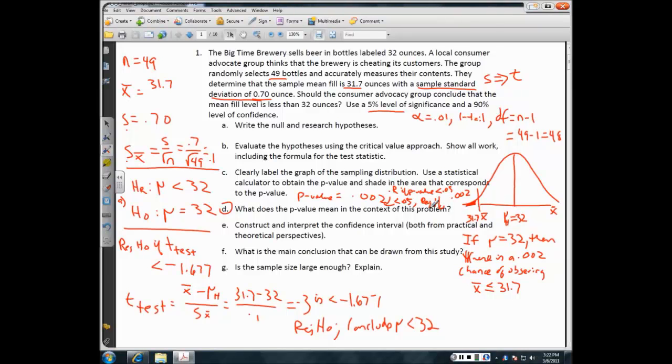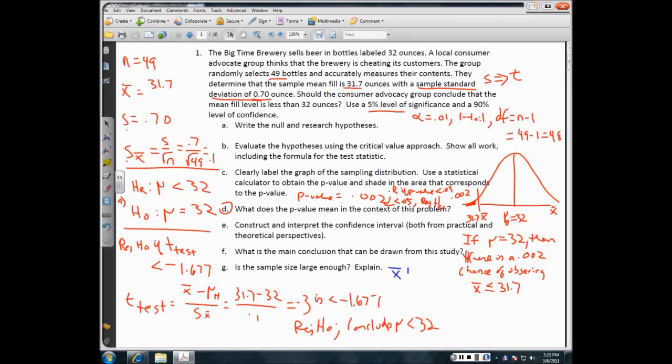Okay, on part E, we're going to do the confidence interval. You know, if you sample repeatedly, what proportion of the intervals would include the real population mean. If we kept sampling, it's the proportion of intervals that would include the real population parameter, in this case the real population mean. x bar plus or minus t times S_x̄. Our x bar was 31.7. For 90% confident, we're going to still get that 1.677 times then the standard error, which was 0.1.